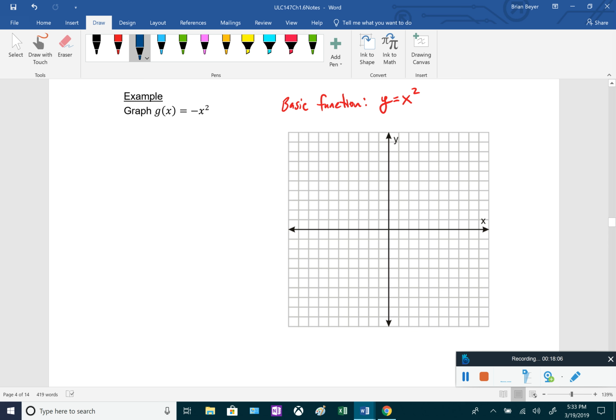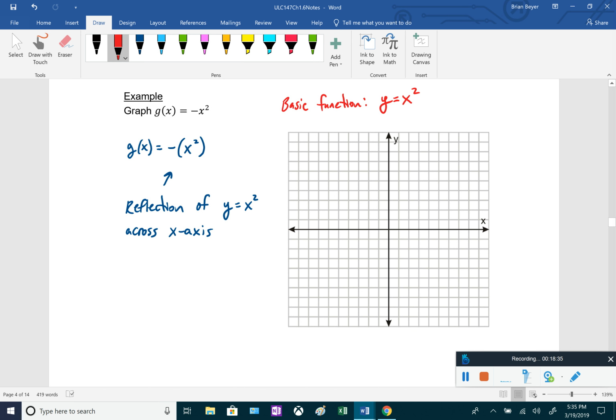So let's see what kind of transformation is being done to g of x here. To make this a little bit more obvious, we could rewrite g of x as negative and then x squared. So that means the same exact thing. So what that negative means now, it's negative of x squared. So that's going to be a reflection of y equals x squared across the x-axis.